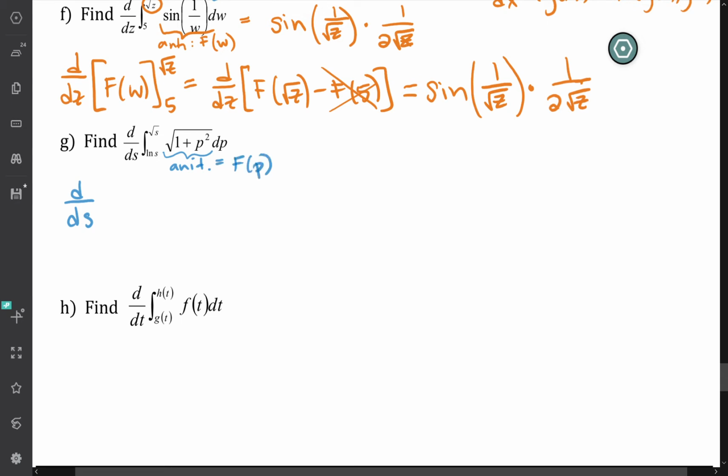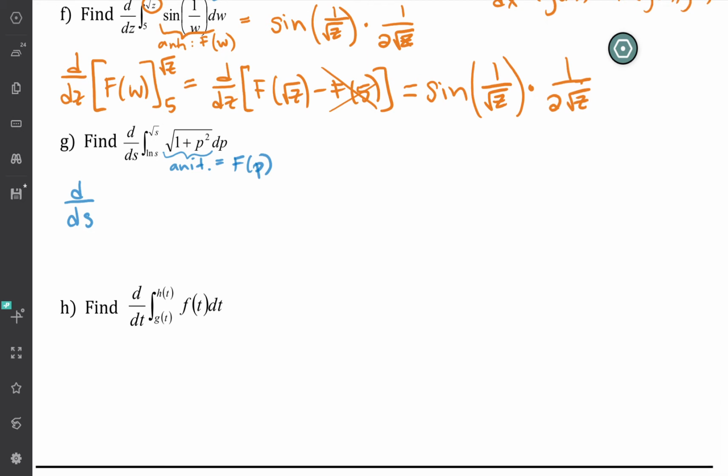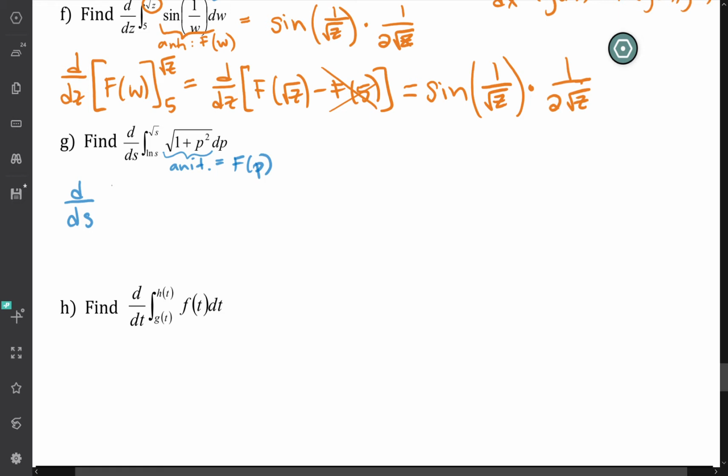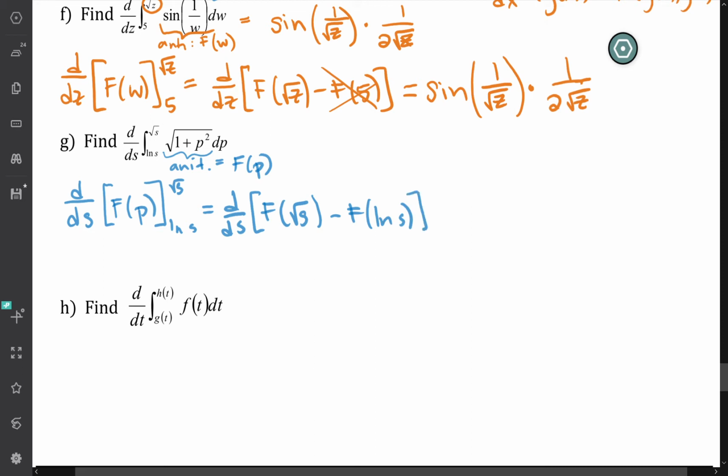So again, this is sort of an exercise in can you walk through the process, and also do you recognize that when you take the antiderivative and then take the derivative, you're going to get back to the original function. So we have this big F of p, which is the antiderivative of the square root of 1 plus p squared. Okay, and then we need to evaluate at root s and natural log of s, and then take the derivative.